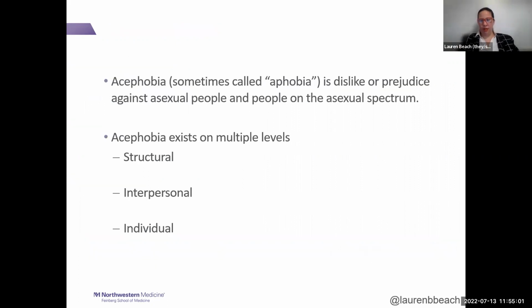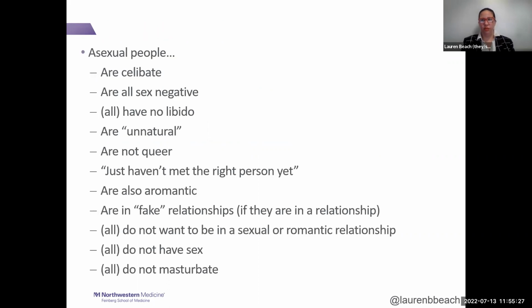And next, I wanted to jump into acephobia, which is sometimes called aphobia. What it really is, is parallel to biphobia. In this acephobic definition, acephobia is the dislike or prejudice against asexual people and people on the asexual spectrum. Just like what we saw before, the socio-ecological model as it applies to stigma is true for acephobia. So acephobia exists at structural, interpersonal, and individual levels.